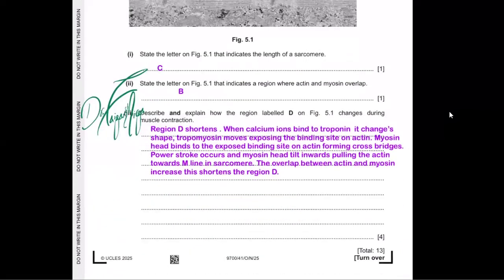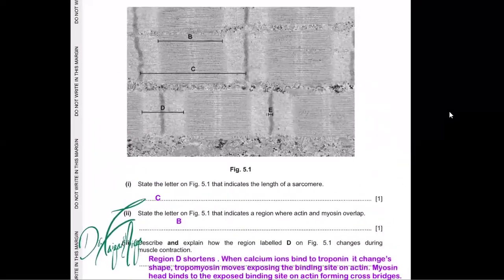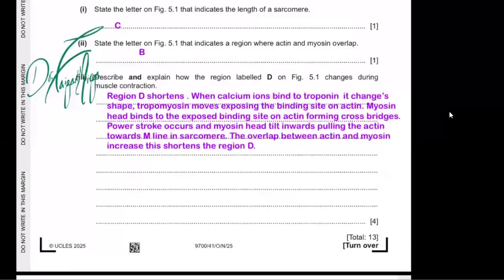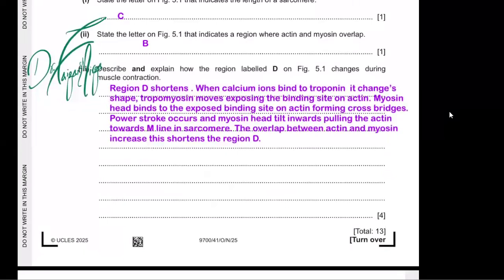Explain the relationship between region D and changes during muscle contraction. So region D, where's region D? We know when the sarcomere shortens, this particular thing gets pulled together. So it's how the region D shortens when the calcium ions bind to troponin.